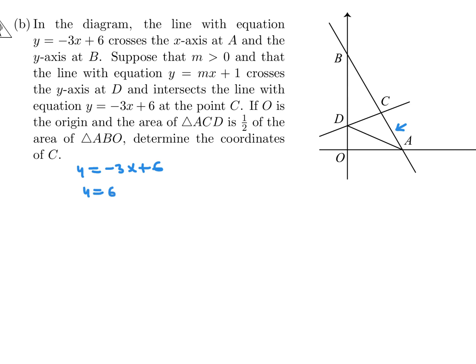So that means that B is (0, 6). And then when y is 0, that means that x would be 2. So that means A is (2, 0). Okay, that's a pretty decent start.